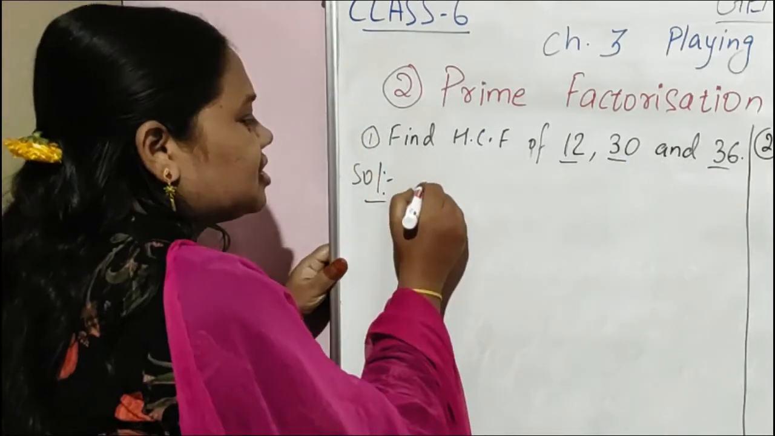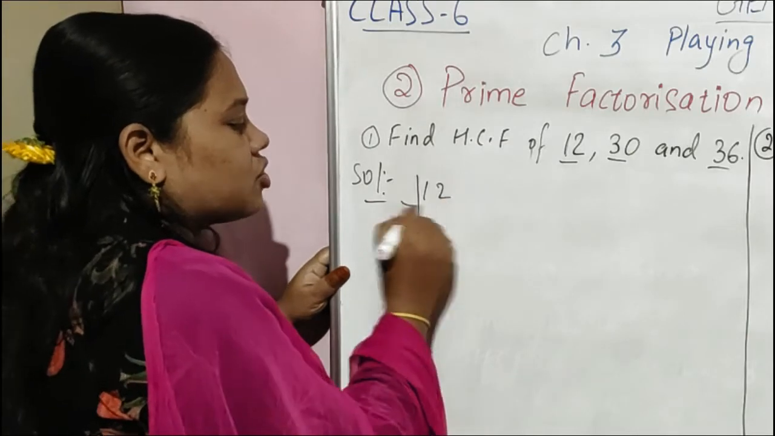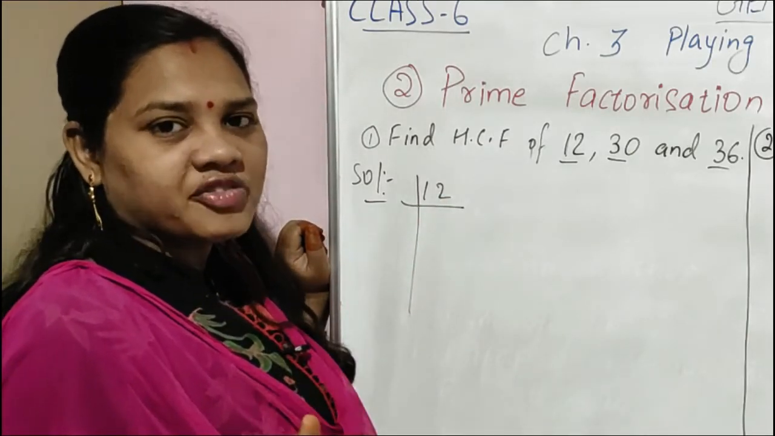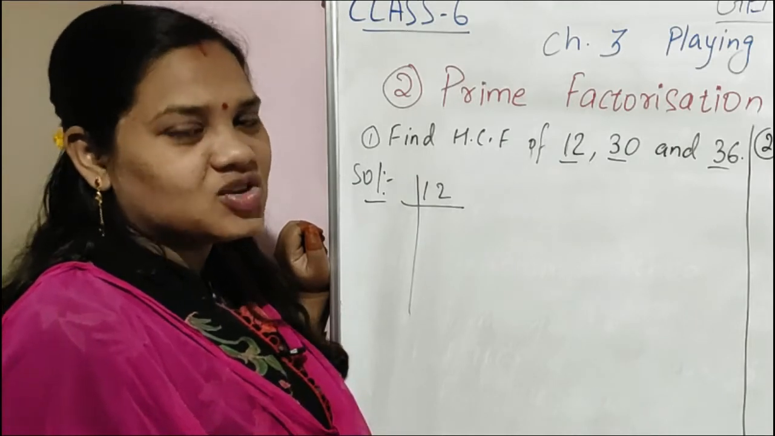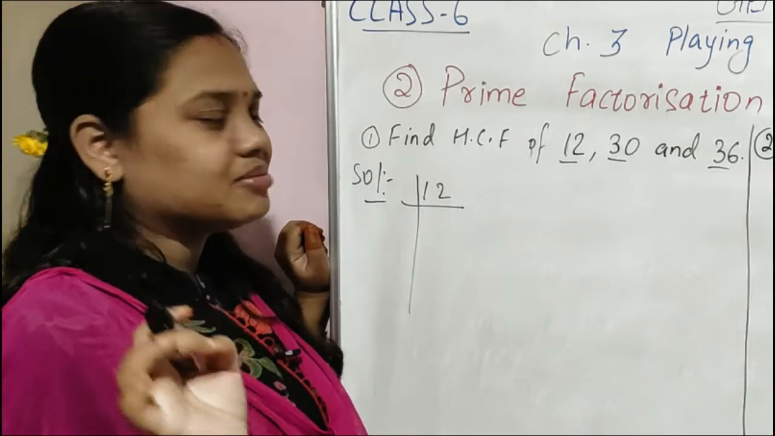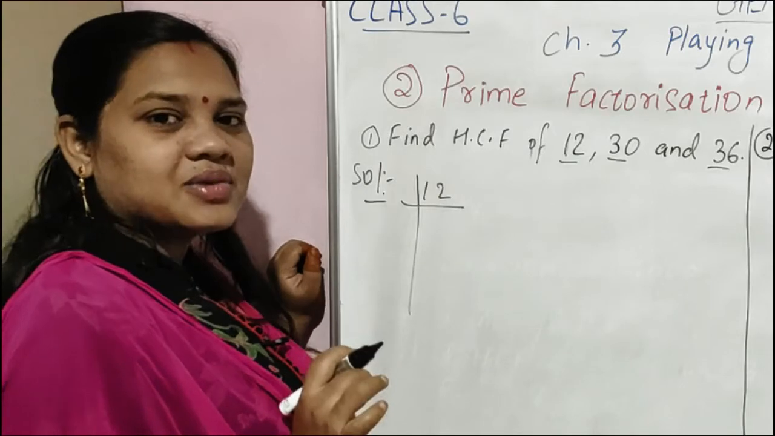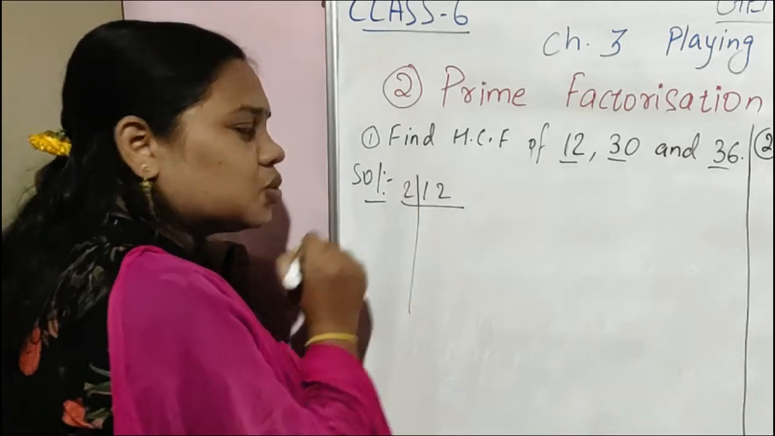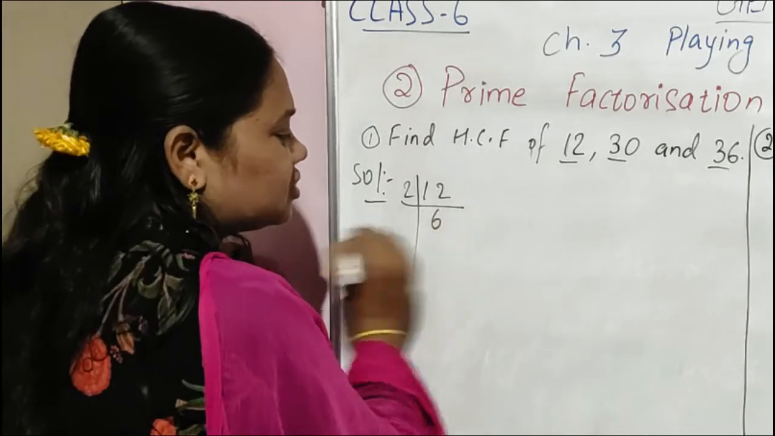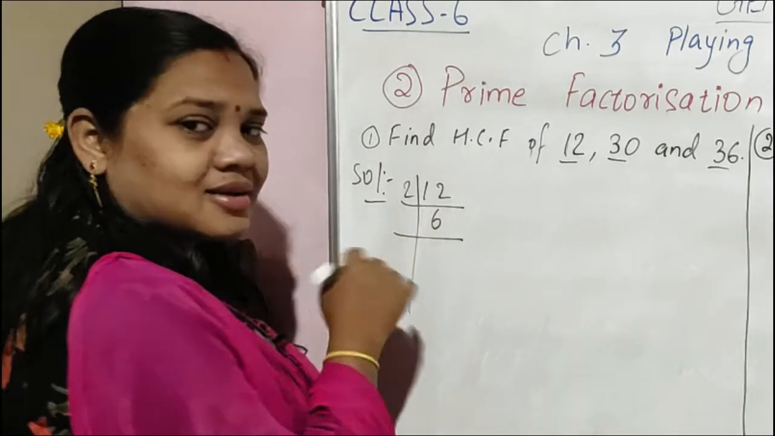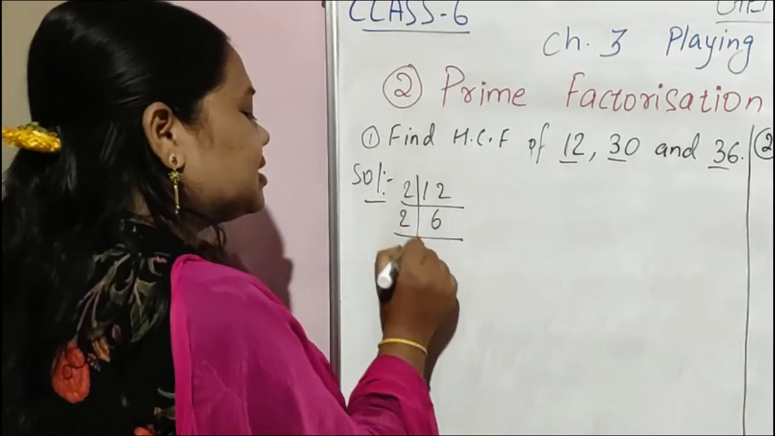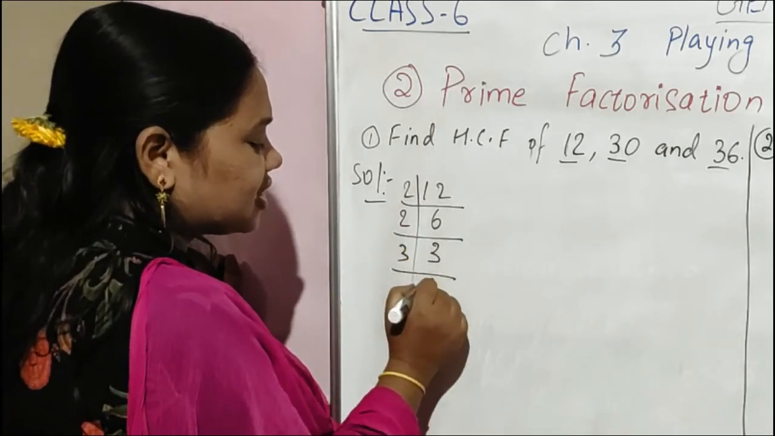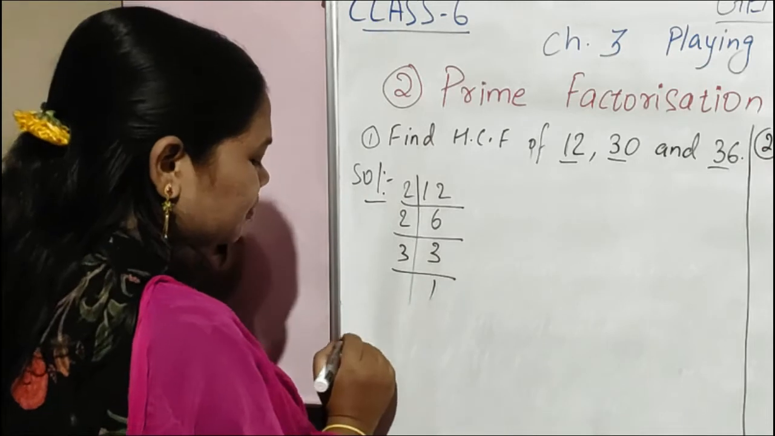Okay, so first is 12. We have to express 12 in the product form of its prime factors. We have to use only prime numbers. So what is the first prime number which divides 12 exactly? Very good, that is 2. So 2 sixes are 12. Next again 2, 2 threes are 6. Next 3 ones are 3. Okay now, children.